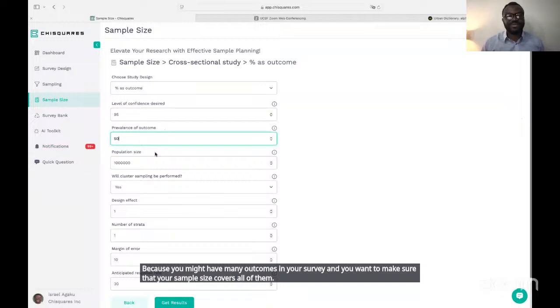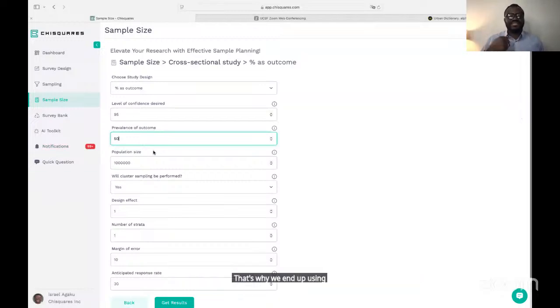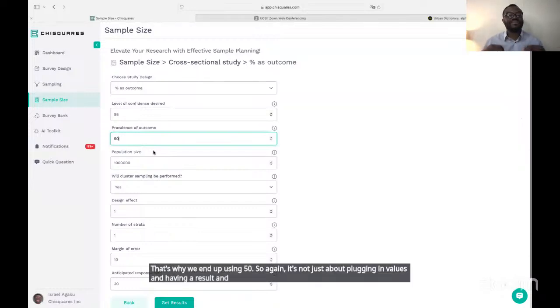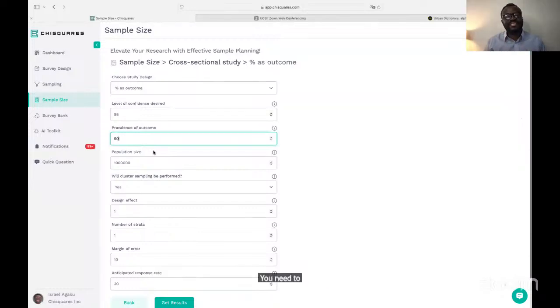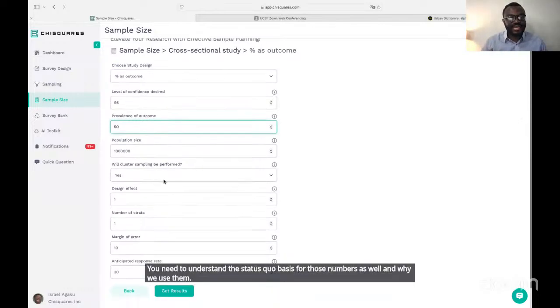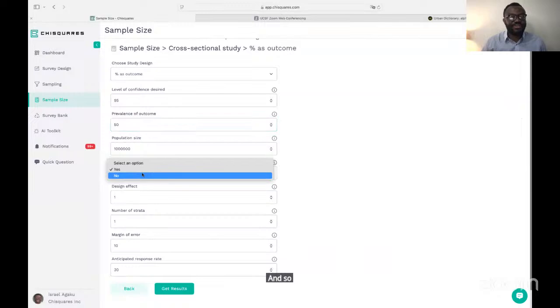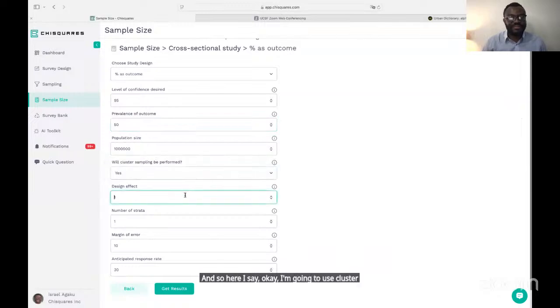That's why we end up using 50. So again, it's not just about plugging in values and having a result and saying, ta-da. You need to understand the statistical basis for those numbers as well and why we use them. And so here I say, okay, I'm going to use cluster sampling and I have to provide a design effect.